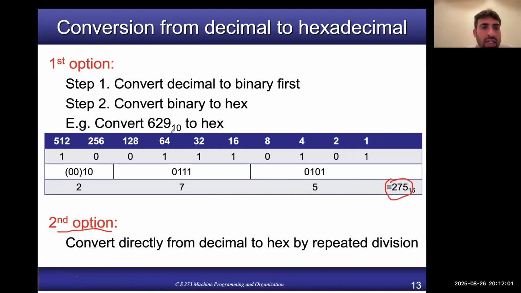But let's say we have a number 629 and we want to convert it into hexadecimal. So what we will do is the repeated division. And repeated division means, let's say I have 629.